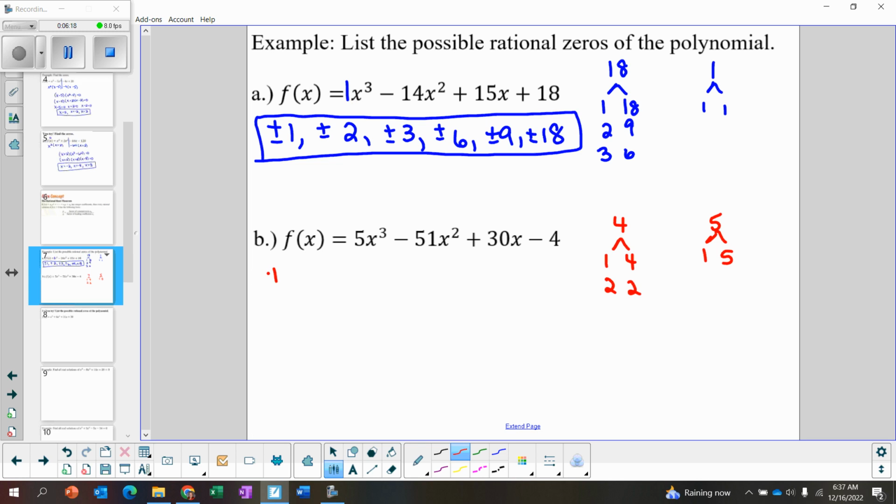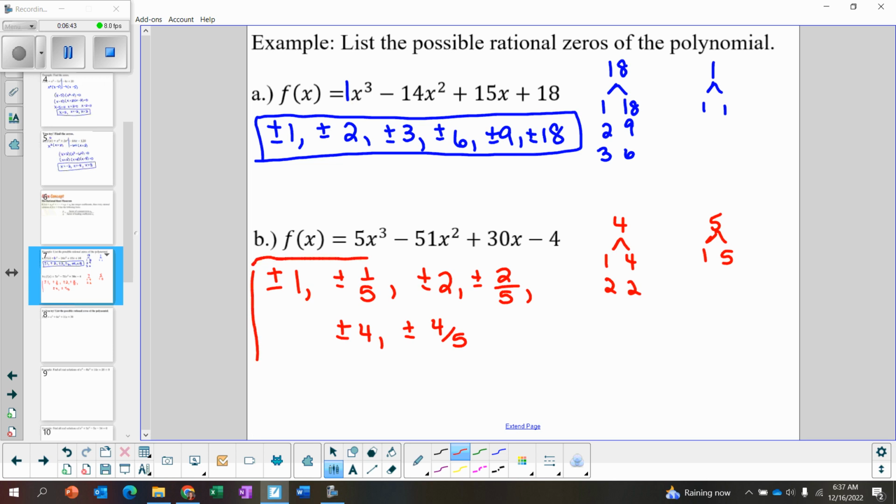So that's plus or minus 1 over 1, plus or minus 1 over 5. Plus or minus 2 over 1, plus or minus 2 over 5. We already took care of 2, so plus or minus 4 over 1 and plus or minus 4 over 5. So this is our list of possible rational solutions or zeros of the polynomial.